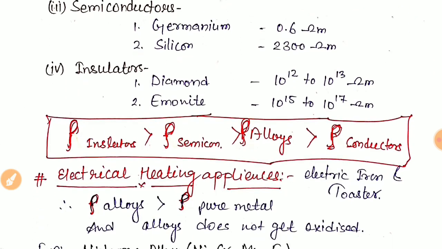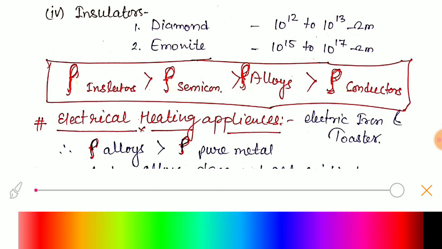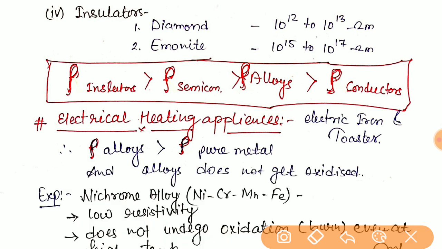Now let us see the case of insulators. In insulators, diamond, plastic, paper, etc. A lot of things come under this section. And let us see the example of diamond. Here the resistivity of diamond varies from 10 to the power 12 to 10 to the power 13 ohm meter. And also ebonite, sorry, this is ebonite, not ammonite, it is ebonite. So ebonite is 10 to the power 15 to 10 to the power 17 ohm meter.